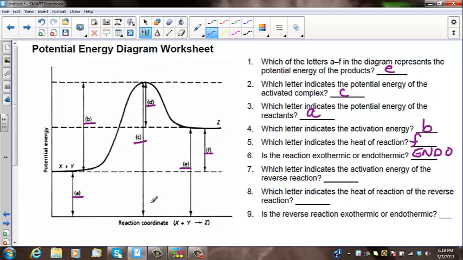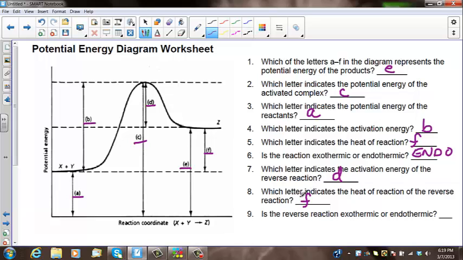Which letter indicates the activation energy of the reverse reaction? The reverse reaction. So I'm going this way, so I'm going from here to here, which would be letter D. Which letter indicates the heat of reaction for the reverse reaction? Again, heat of reaction is the difference between the potential energy of the products and the reactants. It's still going to be F.